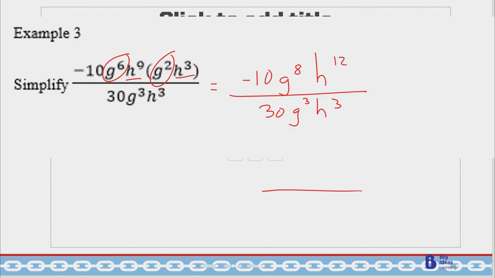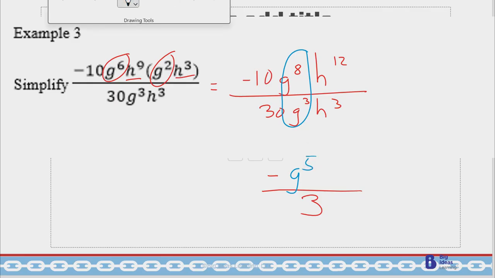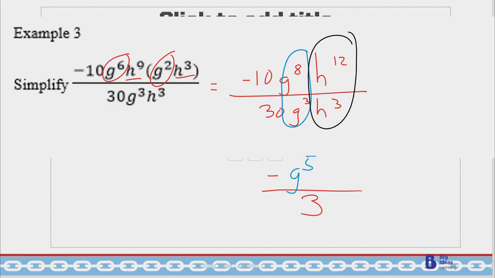So negative 10 over 30, the negative's going to stay, and the 3, right, negative 10 over negative 30 is really the same as negative 1/3. Looking at the g's here, g to the 8th over g to the 3rd, we're going to subtract those. That would be g to the 5th, and h to the 12th over h to the 3rd is going to be h to the 9th. And that is actually as simplified as that one can go.